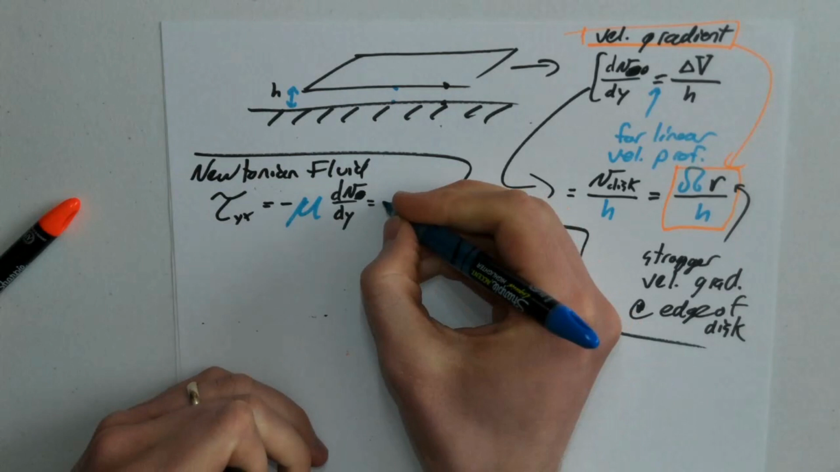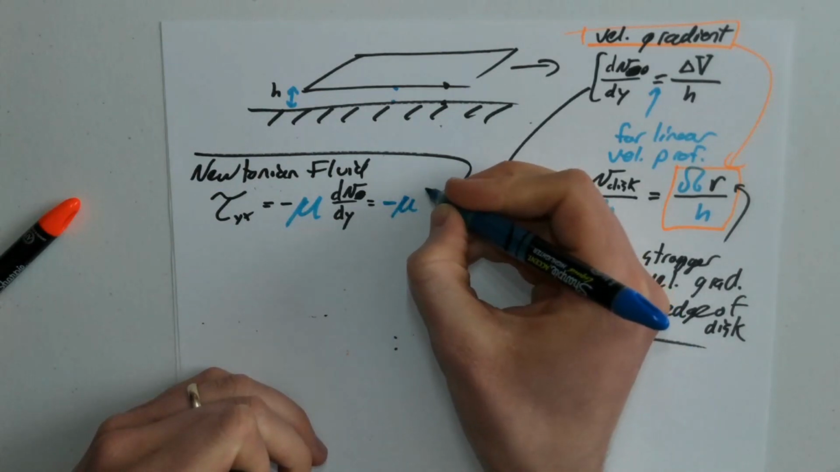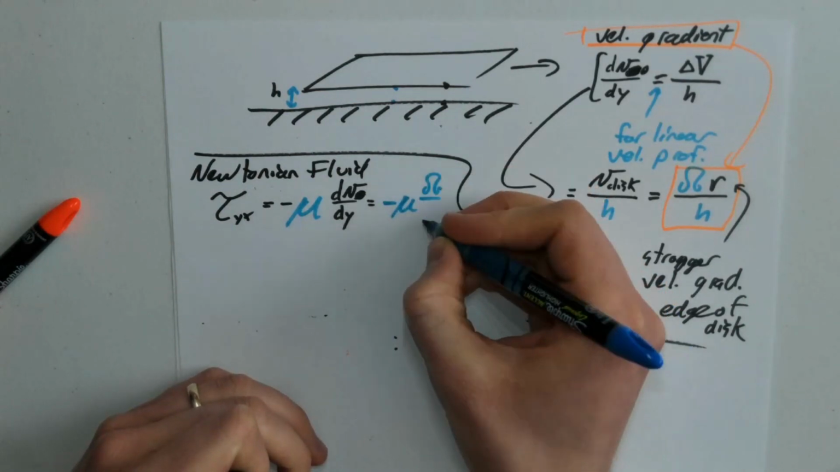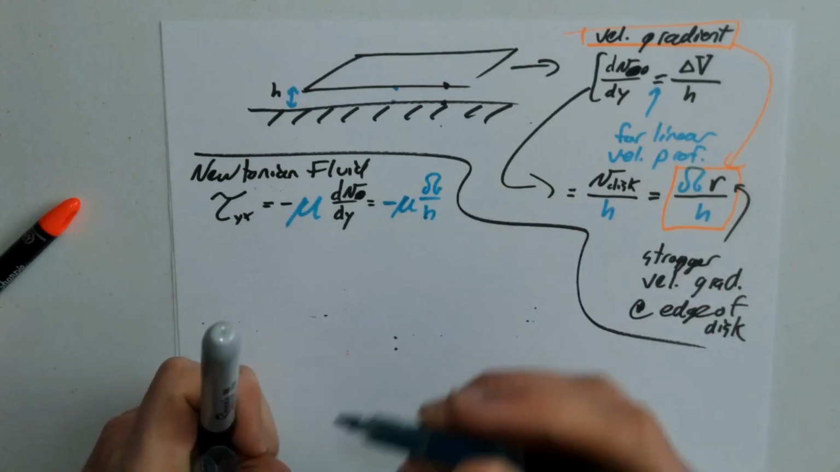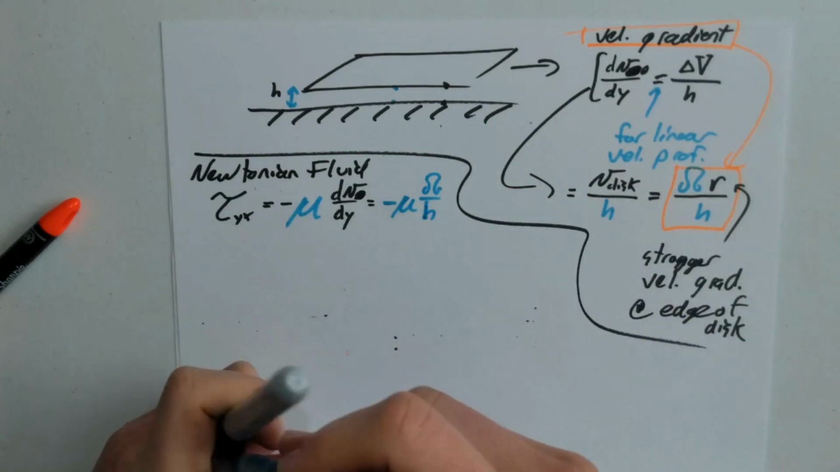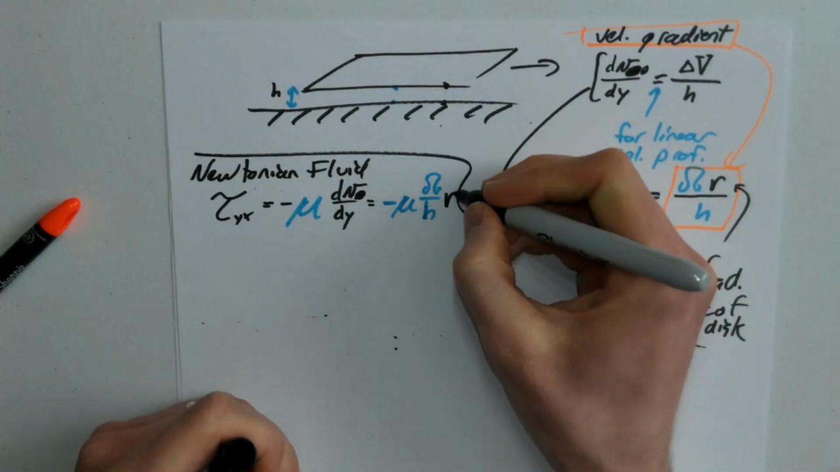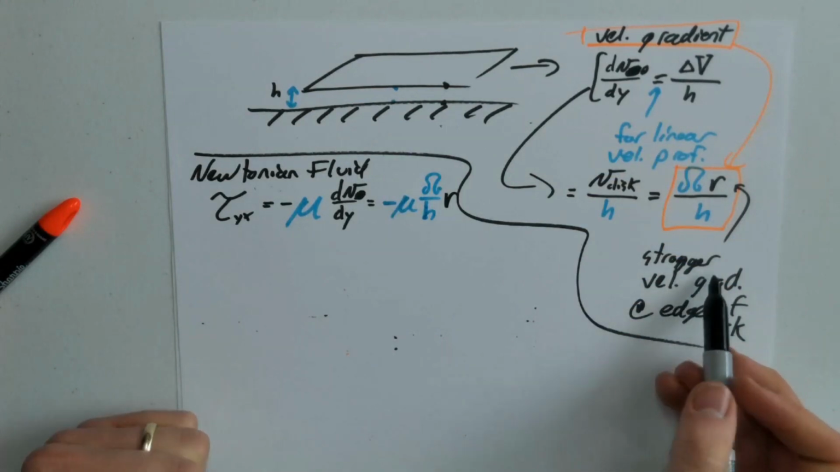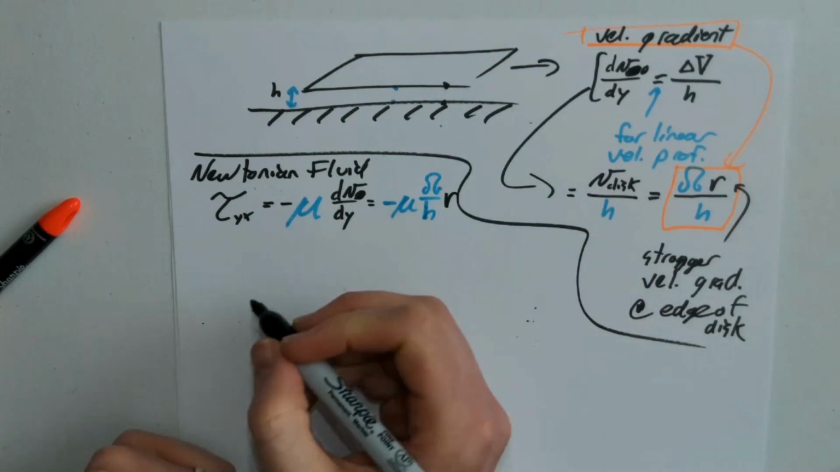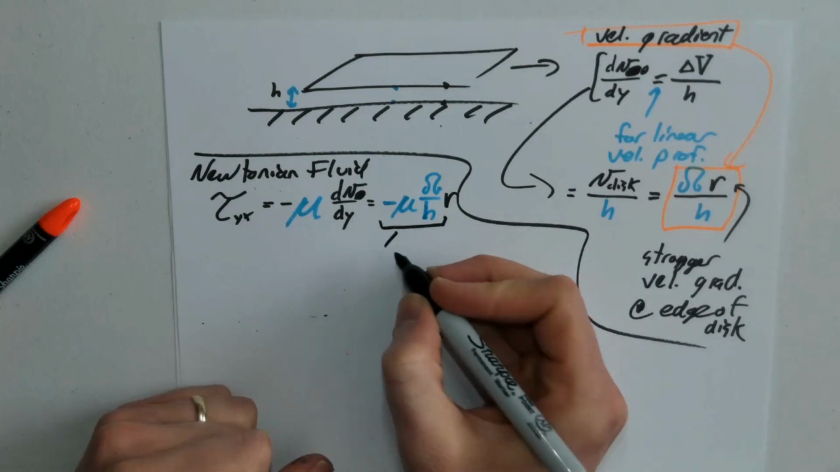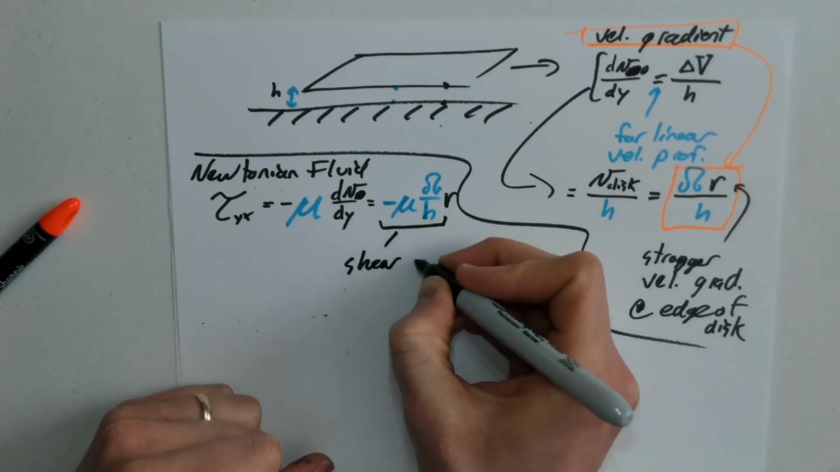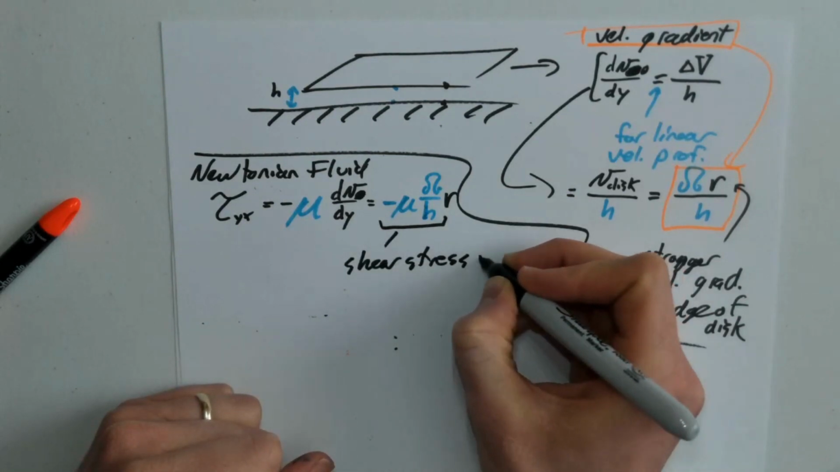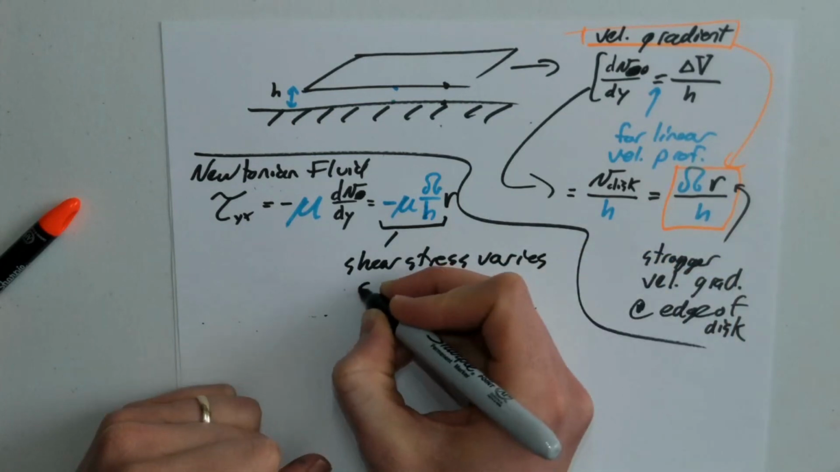So what's this going to look like? We now have minus mu, omega over h, times r. As expected, we have a stronger velocity gradient at the edge of the disk. So now what does this mean? This means shear stress varies over our disk.